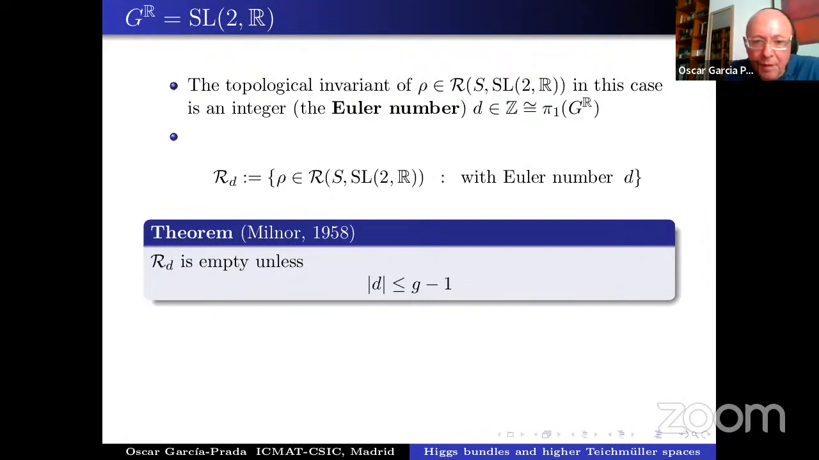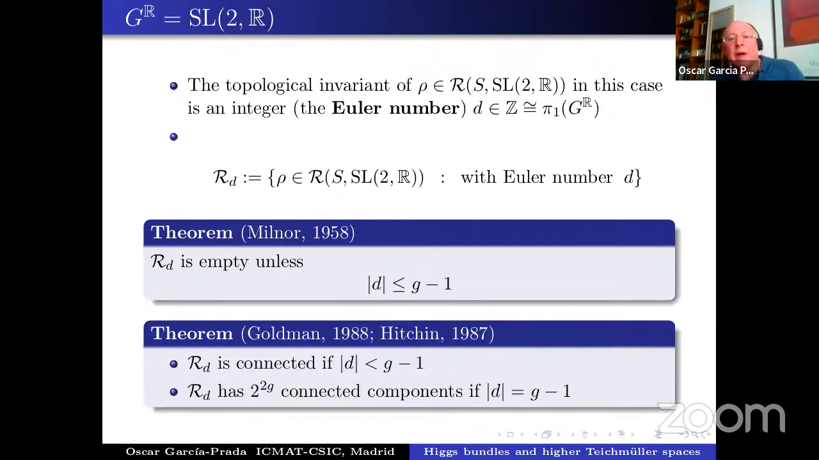But moreover, several years later, like 30 years later, Goldman and Hitchin, using different methods, proved that in fact this R_d is connected if the Euler number is in absolute value smaller than g-1. So the Milnor inequality is strict.